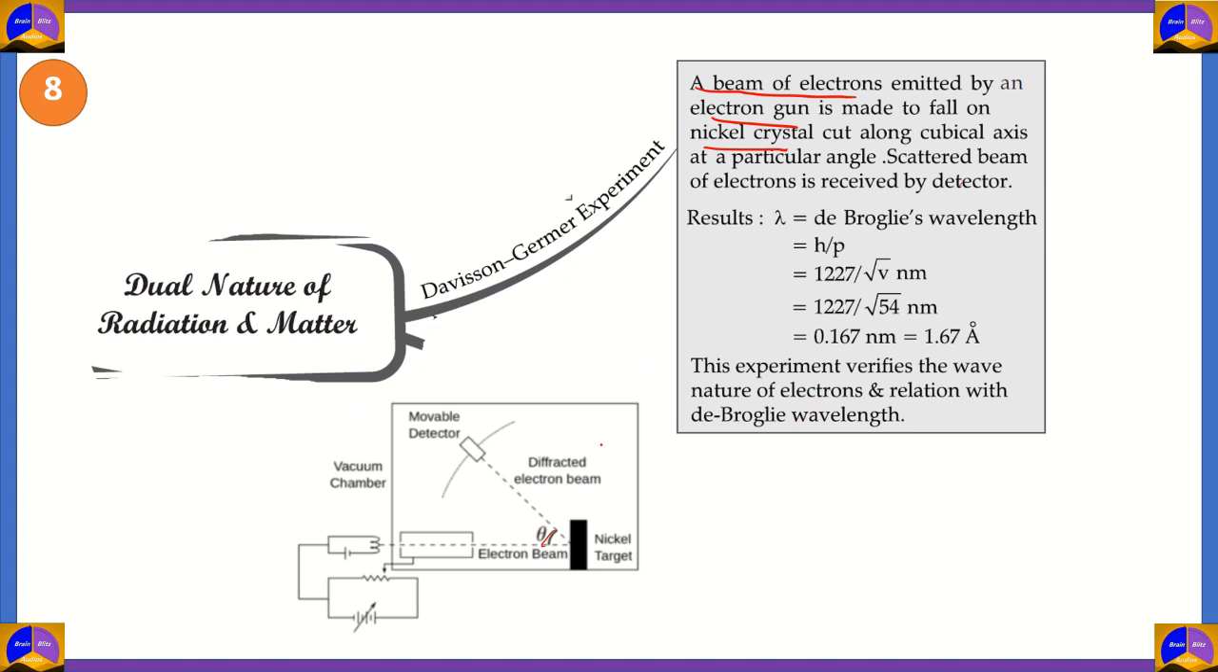So after doing this experiment, we found out that the lambda here was equal to de Broglie's wavelength. And h by p, we can also write as 1.227 divided by root V nanometers. And when V is equal to 54 volts, we got a value of 1.67 angstroms. So therefore, we've proved the wave nature by using the Davisson-Germer experiment. So this experiment verifies the wave nature for electrons and the relation with de Broglie's wavelength. So we proved the relation correctly by using the Davisson-Germer experiment.